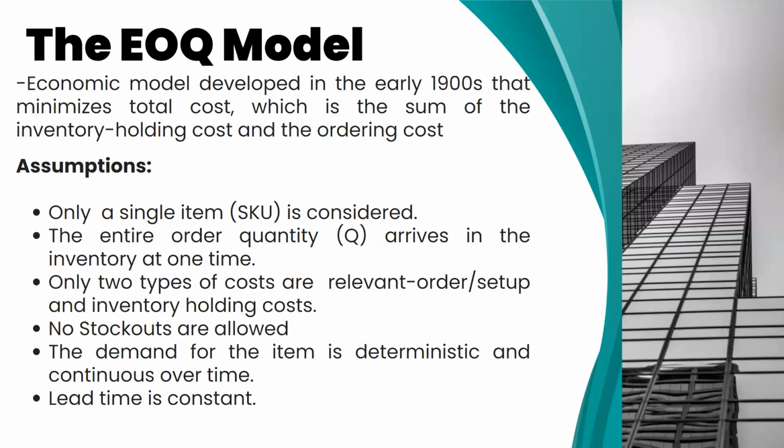The EOQ model or the economic order quantity is developed in the early 1900 that minimize total cost, which is the sum of the inventory holding cost and the ordering cost. EOQ or economic order quantity helps you to determine the ideal order size to avoid inventory cost and understocking and overstocking. A single item, SKU is considered.